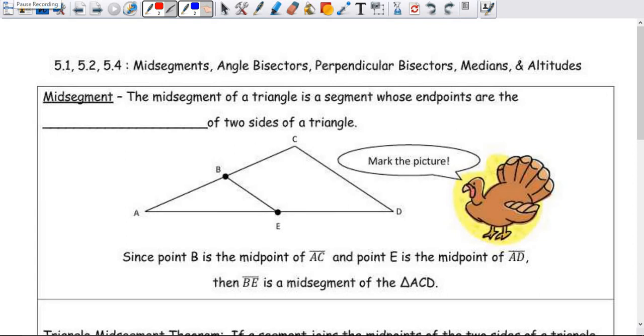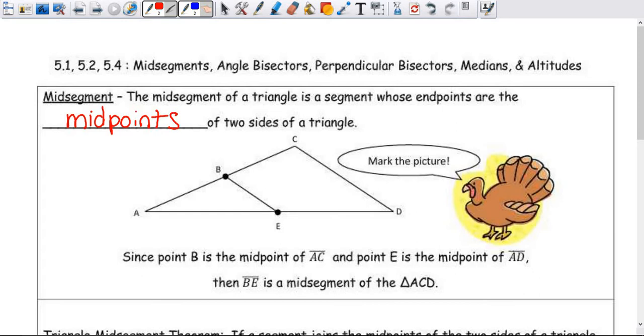All right, we're going to start with 5-1 through 5-4. First thing we're going to do is 5-1, which is mid-segments. The mid-segment of a triangle is a segment whose endpoints are the midpoints of two sides of a triangle.